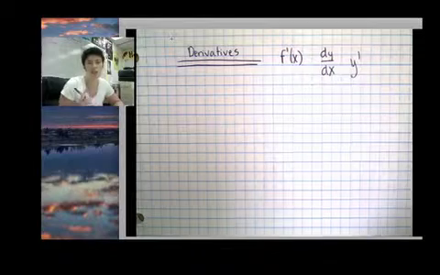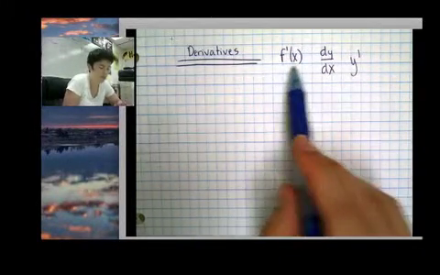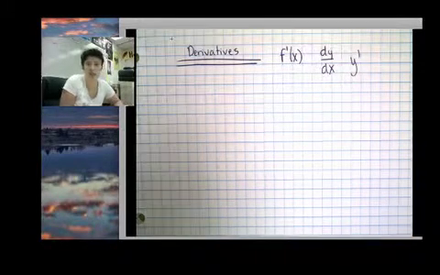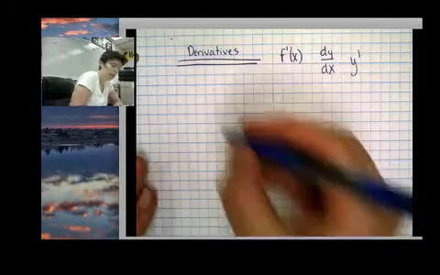And to be honest, all three of these things mean the same thing. If you call the derivative f prime, y prime, or dy dx, they're all similar notation. It's just different ways of writing the same thing. And so we have some different ways of doing this.